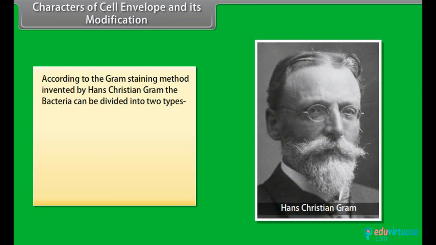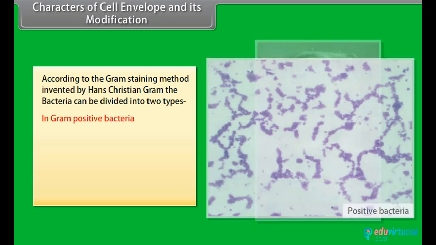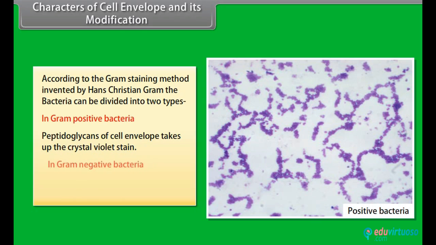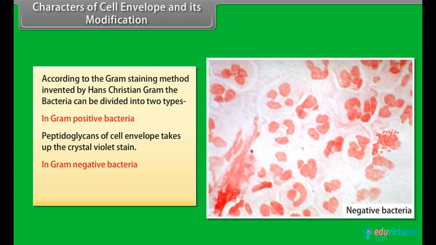According to the Gram staining method invented by Hans Christian Gram, the bacteria can be divided into two types. In Gram-positive bacteria, peptidoglycans of cell envelope take up the crystal violet stain. In Gram-negative bacteria, peptidoglycans of cell envelope do not take up the crystal violet stain. Mesosomes of prokaryotic cells.